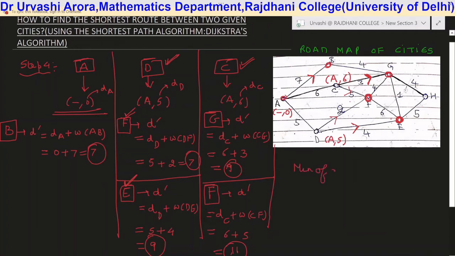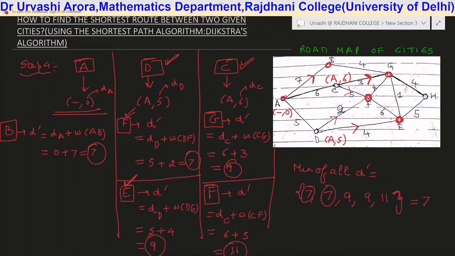So we find the minimum of all the D dashes that we have obtained in this step, which means we have to find the minimum of 7, 7, 9, 9, 11. The minimum is 7, and it occurs at two places. The minimum occurs for the adjacent unlabeled vertex B corresponding to the labeled vertex A, and it also occurs for the adjacent unlabeled vertex F corresponding to the labeled vertex D, which means both B and F will receive a label. The label which B will receive will be A7, because A is the labeled vertex corresponding to the unlabeled vertex B, and this 7 is the D dash corresponding to B.